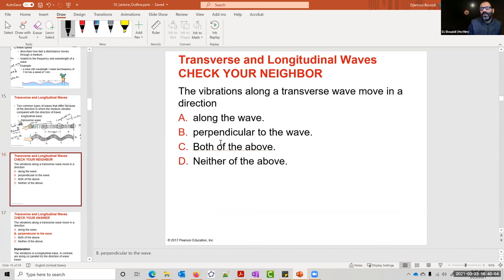So the vibration along a transverse wave moves perpendicular. This is the key in here.